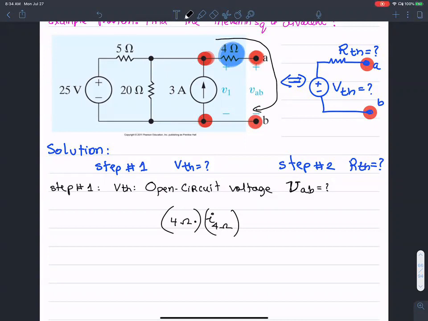The current flowing here, I, is really zero. That's because it's an open circuit. There's no current flowing in here. So all of this is zero, meaning there's no voltage drop between V1 and A and B. So VAB, that's the voltage I'm after, is exactly the same as V1, because there's no voltage drop.